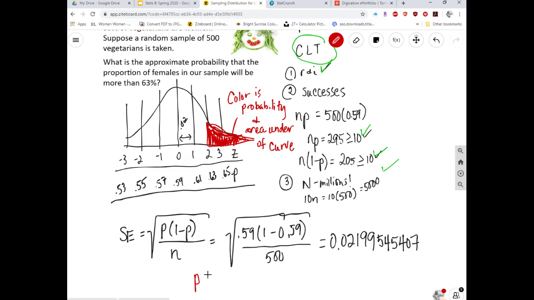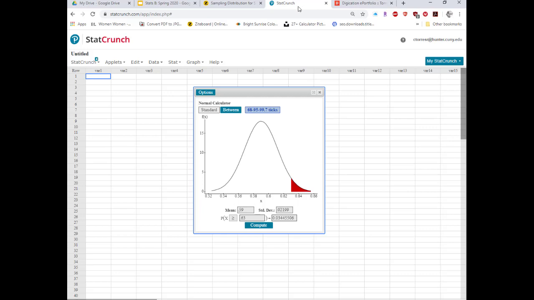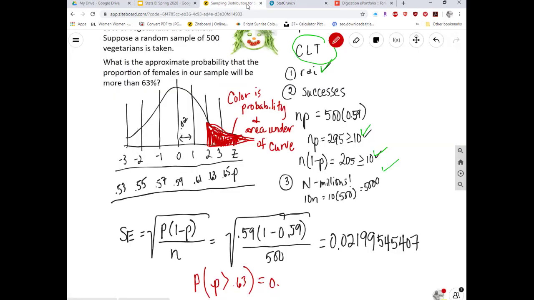So I can go back here and say that the probability of P being greater than 0.63 is, I already forgot what it was, 0.03445. Or approximately a 3% chance, right? That's the same as saying there's a 3.445% chance.